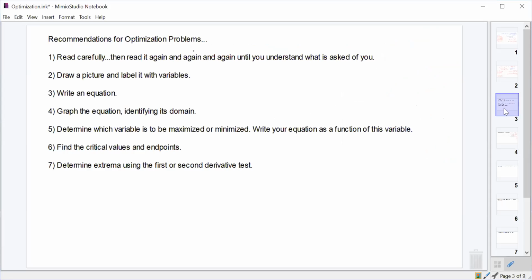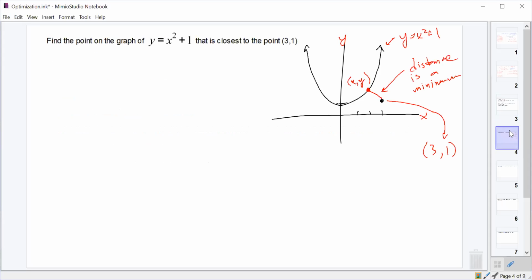That's the part where we're going to now write an equation. So what's our distance between x and y? How do you find the distance between 2 points? Distance formula. The distance formula, the square root of x2 minus x1. So that'd be, how about x minus 3 squared plus y minus 1 squared.